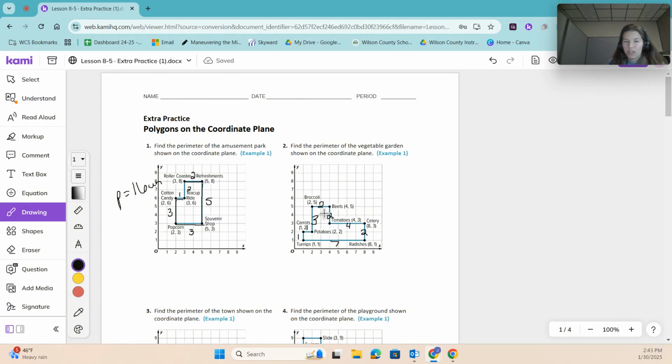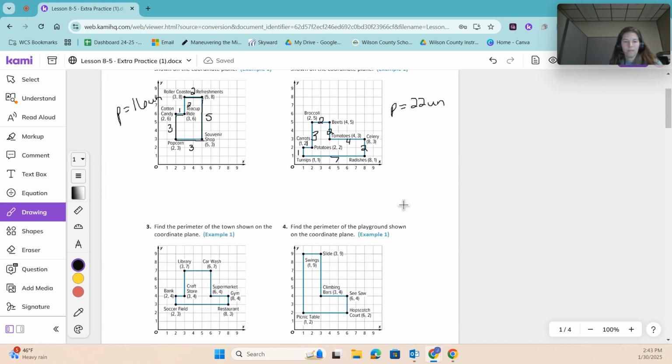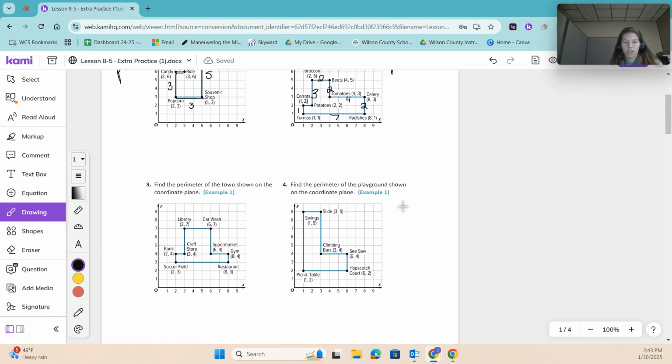And then we go around and just add them all up again. 2 plus 2 is 4, plus 4 is 8, plus 2 is 10, plus 7 is 17, plus 1 is 18, plus 1 is 19, plus 3 is 22. So your perimeter is 22 units around the vegetable garden. Okay, there are 2 more that you can try just like that.